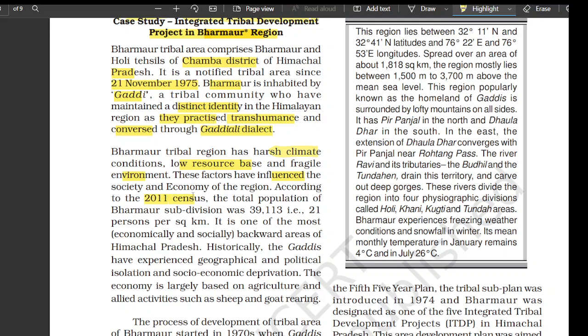According to the 2011 census, the total population of the Bharmor subdivision was 39,113, that is 21 persons per square kilometer. It is one of the most economically and socially backward areas of Himachal Pradesh. Historically, the Gaddis have experienced geographical and political isolation and socio-economic deprivation. The economy is largely based on agriculture and allied activities such as sheep and goat rearing.